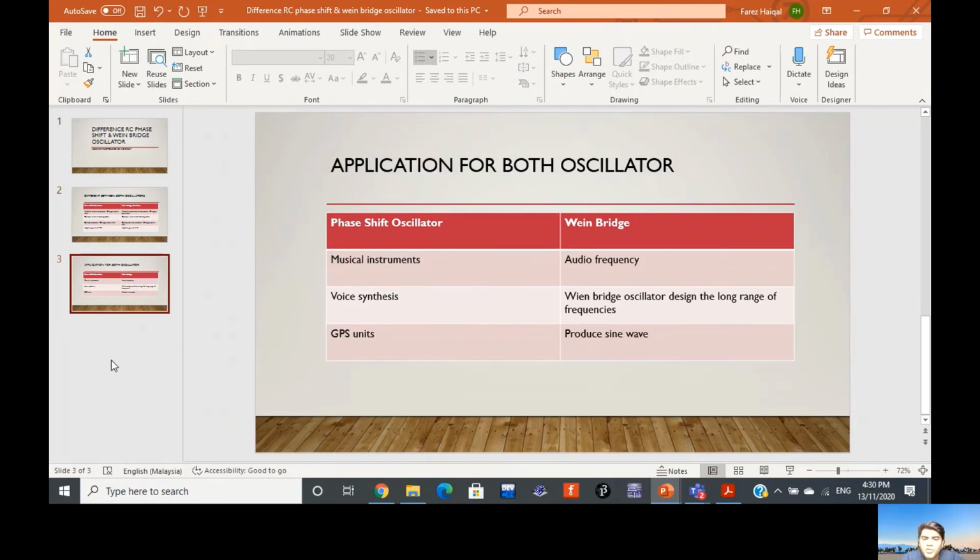As for the applications of both oscillators, the phase shift oscillator is used in musical instruments, voice synthesis, and GPS units. While the Wien bridge oscillator is used for audio frequency, and it is designed for a wide range of frequencies and provides a sine wave. So that's for me. Thank you.